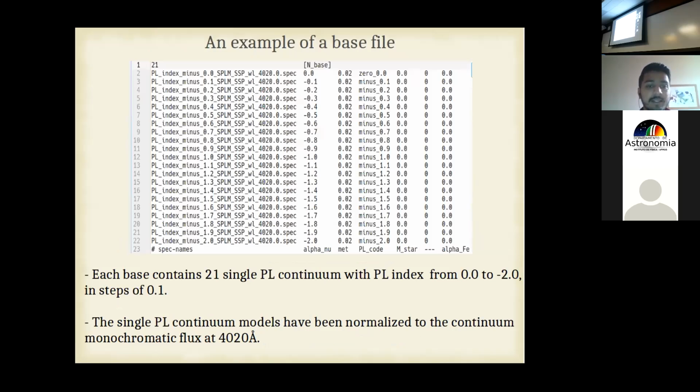So as you can see, this is a snapshot of the base file. This base file only contains power laws. The reason for that is that we will first be fitting models which are purely power law models, and hence we don't need to include simple stellar populations here. So it contains 21 single power law continua, from 0 to -2 in steps of 0.1, and they have been normalized to 4020 angstrom.